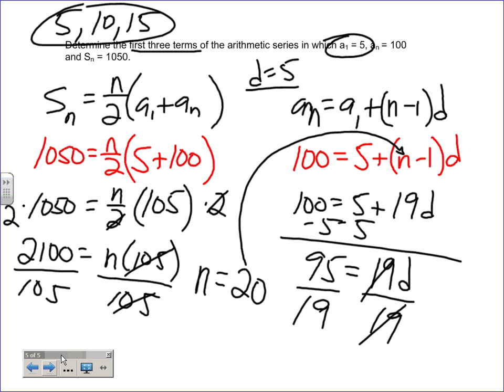Sometimes you have to use both formulas, is really what it boils down to. Any questions?